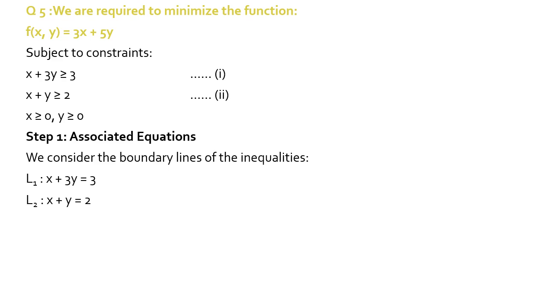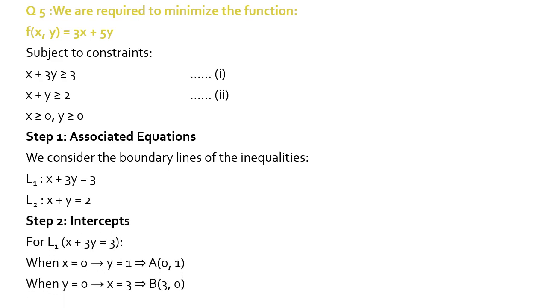Now students, we have to find the intercepts for both of these lines. In step 2, we have to find the intercepts. For the first line, we will find the intercepts by first putting x equals 0 and get the value of y equals 1. Then we will put y equals 0 and get the value of x equals 3.